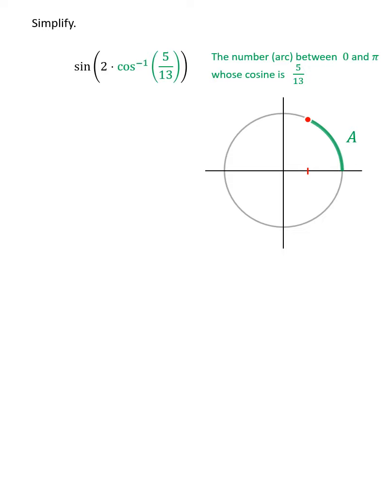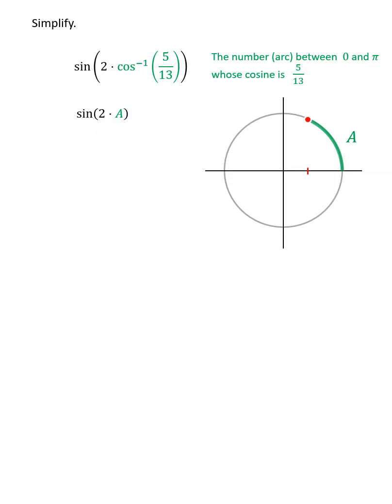Now, this problem runs into a little bit of a snag because of this 2 here. Because that 2 is there, I can't apply the sine function yet. Well, wait a minute, doesn't that mean I would have to find the quantity in green, or that arc length, and then double it? And how can I double something if I can't find it? Well, that's good logic, but watch how I decided to get around that.